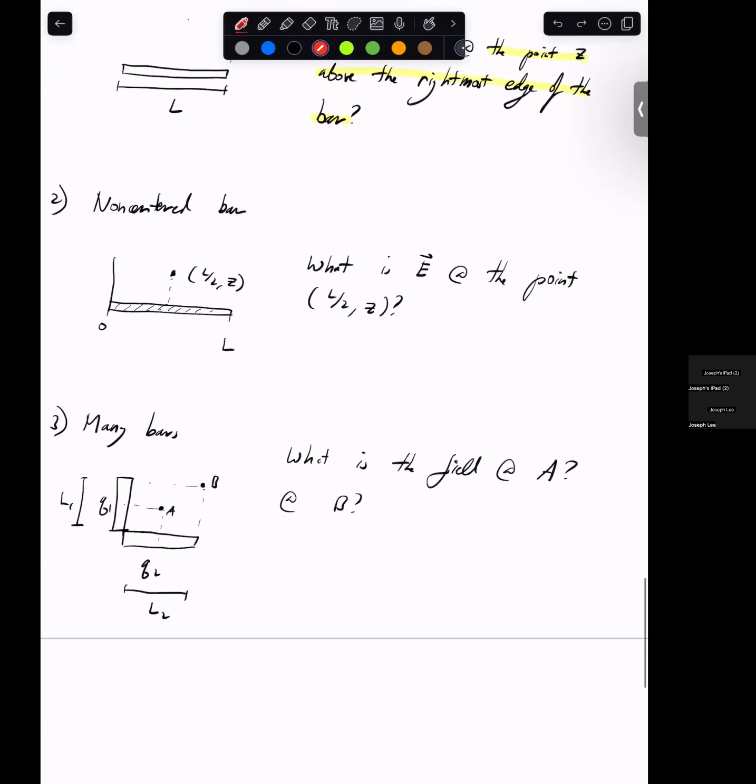The second problem, which I sort of alluded to, is the non-centered bar. How would your integration change if instead of going from, so previously we went from minus L over 2 to L over 2, how would you change how you did the integration if you went from 0 to L instead?